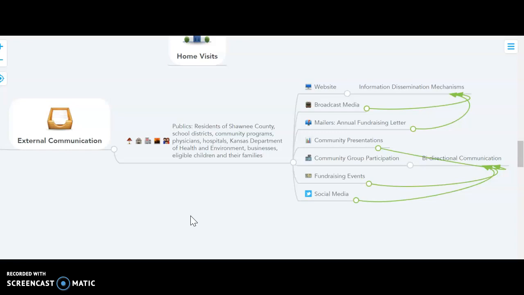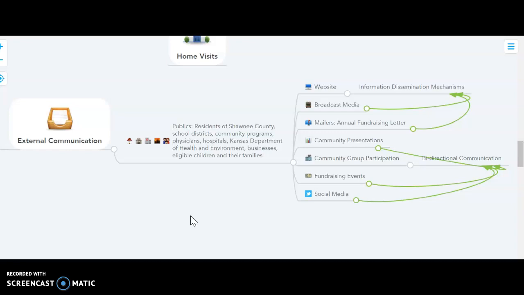There are different platforms that we use for external communication. The first 3 I listed are sort of one direction. I named them information dissemination mechanisms. Our website, anything we put on broadcast media, and our mailers tend to be one-way communication. I would say probably the platform that changes the most is our website.